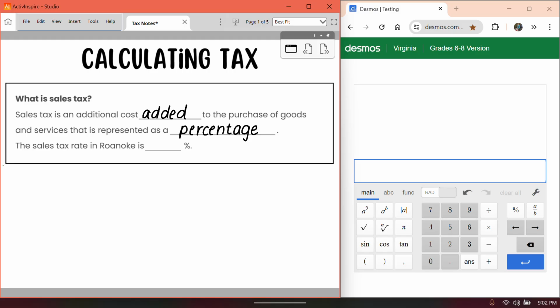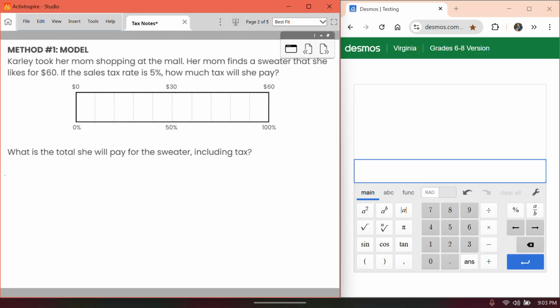In Roanoke City, the base sales tax rate is 5.3%. Or excuse me, in all of Roanoke County it's 5.3%. So if you go to the store and you want to buy a pair of shoes, 5.3% of that cost is going to be added onto the price of the shoes. Now, as far as figuring out how much sales tax you owe on something, we have four methods to show you. The first method is to use a model. So let's read and let's discover this.